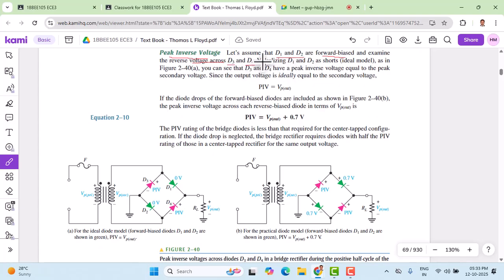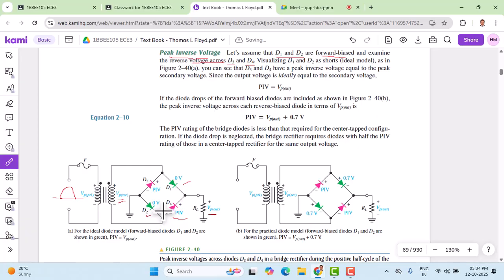So now, instead of worrying about D1, D2, they are already conducting. Look at their circuit when the positive cycle is applied here. So D1, D2, they are conducting. Since they are ideal diodes, we need to look at what is the peak inverse voltage. So peak inverse voltage becomes equal to Vp out, which is exactly equal to Vp secondary.